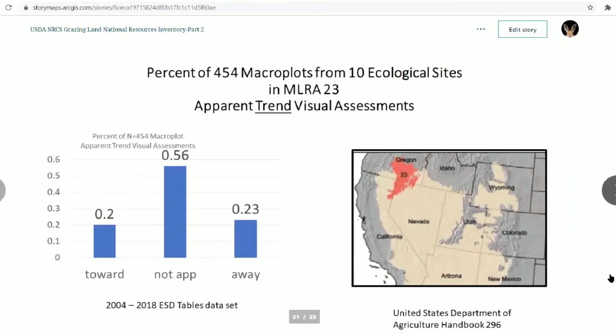On all macroplots, the apparent trend protocol is observed. Apparent trend is based on readily seen or evident physiognomy. In MLRA 23, the NRI has 138 ecological site files with macroplot data collected. I looked at 10 common ecological sites for a total of 454 macroplots to produce the bar graph. The bar graph shows that 40% of the time we can still tell something is going on with the apparent trend. It is a visual assessment protocol that can be compared to measured data or the macroplot photos.